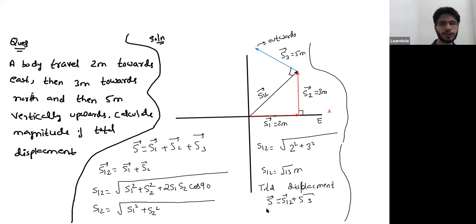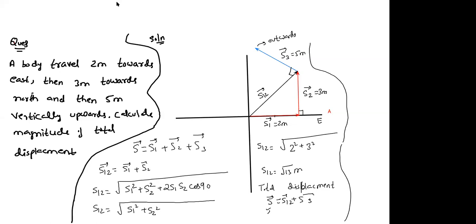Okay, now calculate its magnitude. Get the magnitude of S and report your answer in chat room. I want to see the answer of each one of you. Put the value of S12, S3, get the value of S. I need the answer of each one of you. Calculate total displacement S and report your answer in chat room.